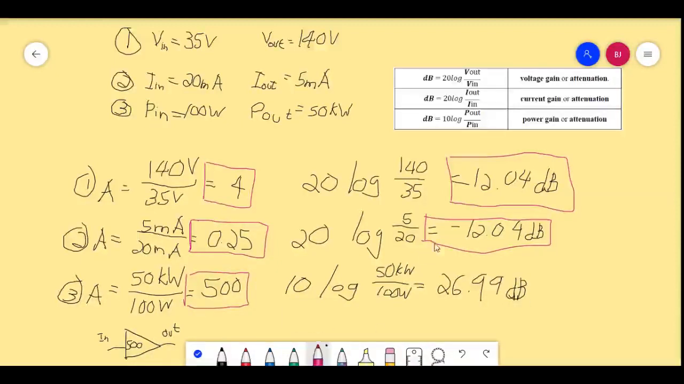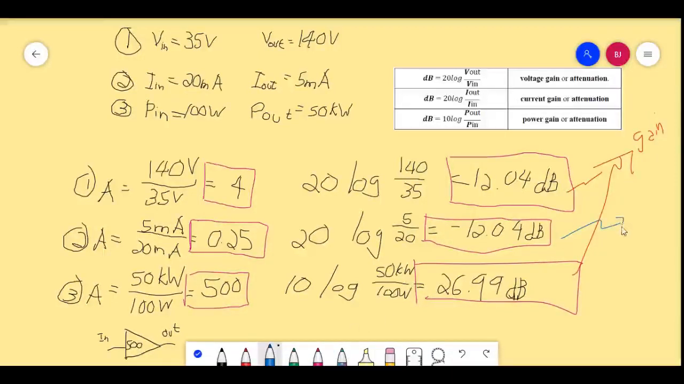Okay. So we have two positive values in decibels. So these two are gain. So this one and this one are gain, while this one is attenuation because it is negative. Attenuation or loss.